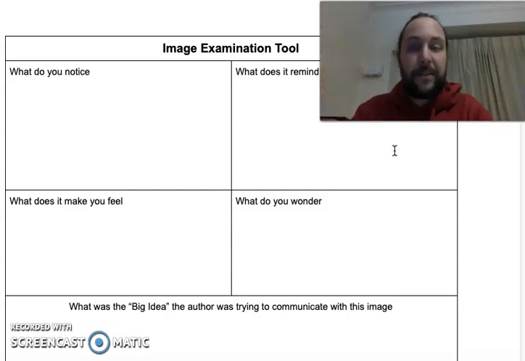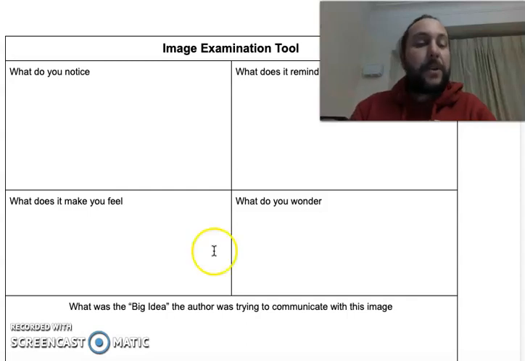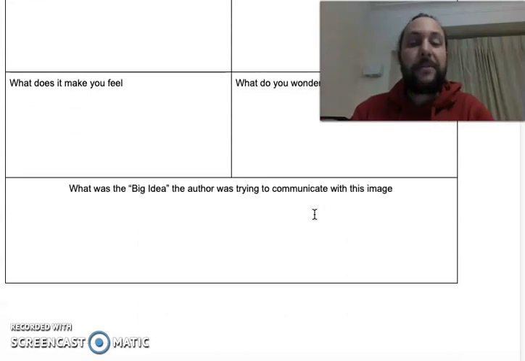What does it make you feel? As you look at it, what are some things that occur to you, what feelings do you have? What do you wonder about it? What are some questions you have, or things you would like to know more about based upon what you saw? And then finally, you're going to try to communicate what the big idea was that the author was trying to communicate. What was the takeaway message?